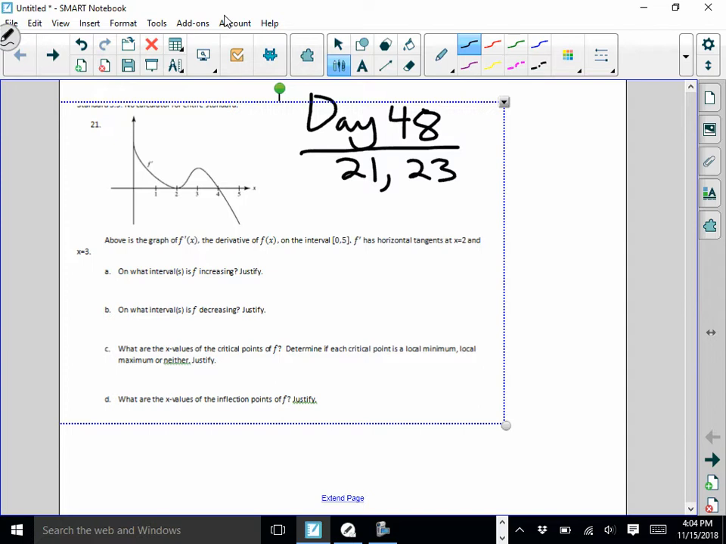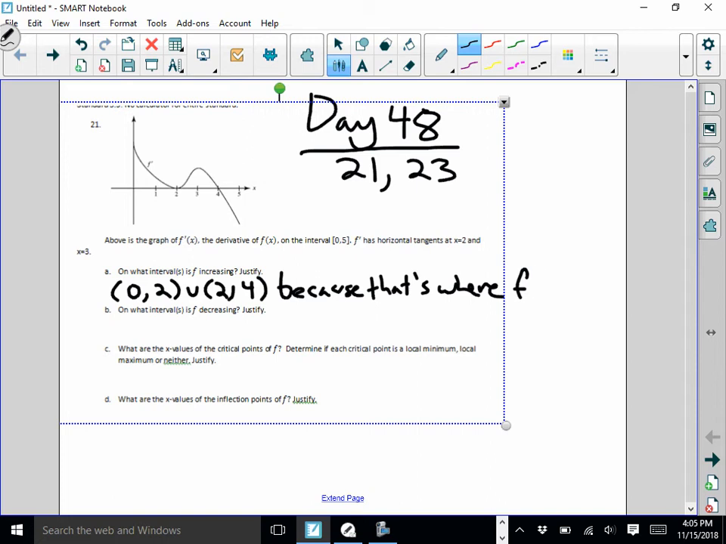f is always increasing when f prime is positive. When we take a look, I see two places. I'm going to say f is increasing on (0, 2) union (2, 4). My justification is because that's where f prime is greater than 0.